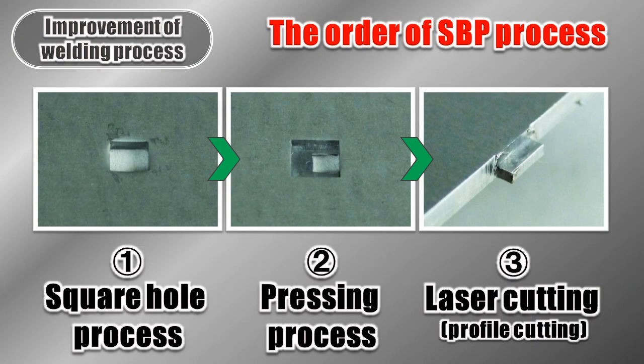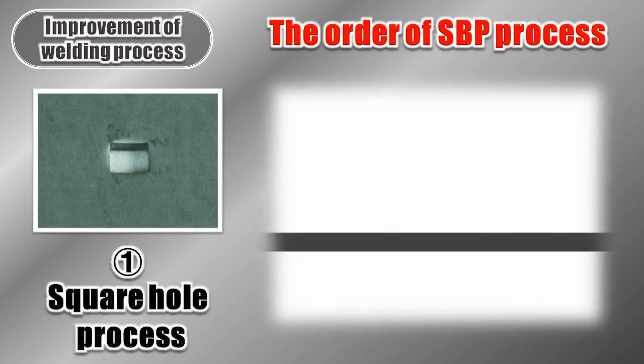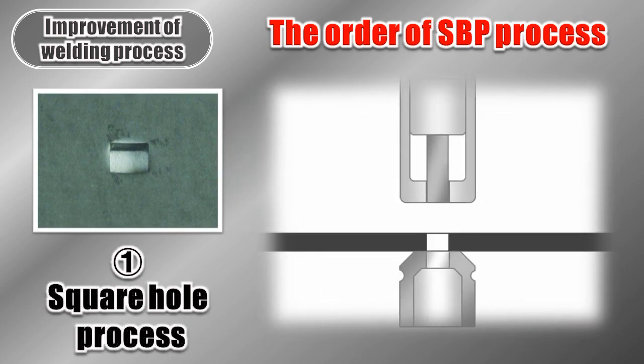Tabs and slots are made during the blanking process. They are processed in 3 steps, in this order: 1. Square hole processing, 2. Pressing, and 3. Laser cutting. The first step is making a square hole.